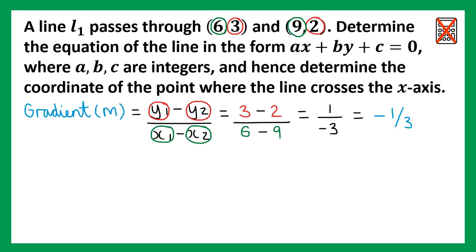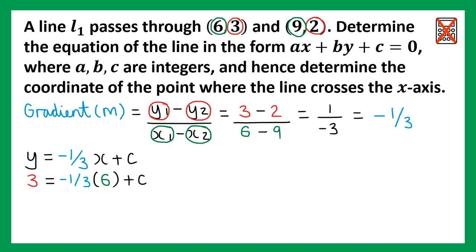Now I know the gradient, I can start by substituting into y equals m, which is negative 1/3, of x plus c. I need to substitute a point that lies on the line. Since the line passes through both of the coordinates that are given, I can use either of them. I'm just going to use the first one, (6, 3). The y value is 3, which is equal to negative 1/3 of the corresponding x value 6 plus c.